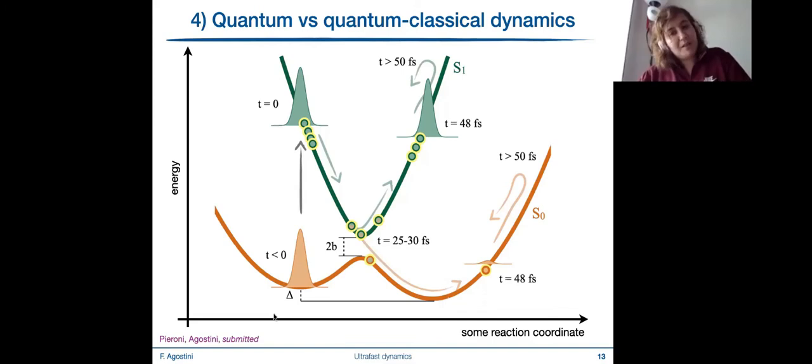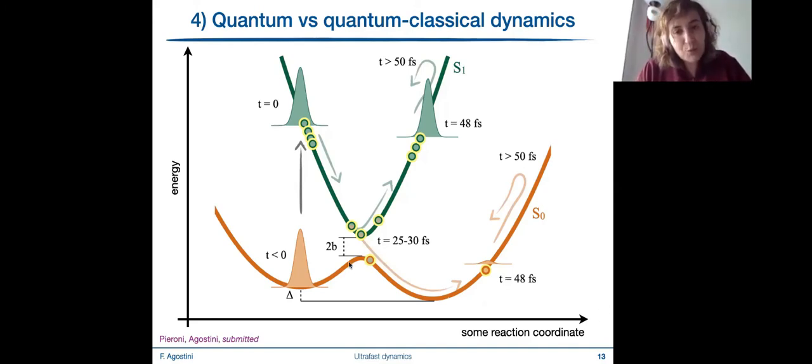And the system or the model I'm studying is a one-dimensional model, which I think makes it very clear to see what is really happening, both at the quantum mechanical level and at the quantum-classical molecular dynamics level. So the states here, the orange is the S0 ground state. This is the first excited state. And they are represented as a function of some reaction coordinate. Here the reaction coordinate can be, for instance, the torsion angle in the isomerization process that I showed you before for the retinal molecule. Okay, so this is just some general reaction coordinate.